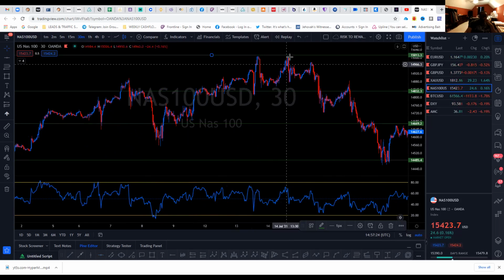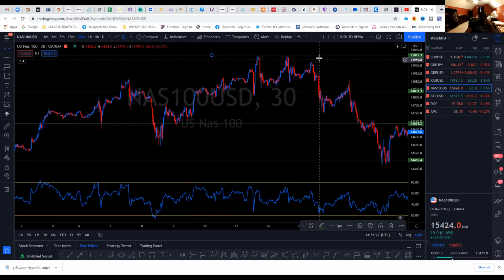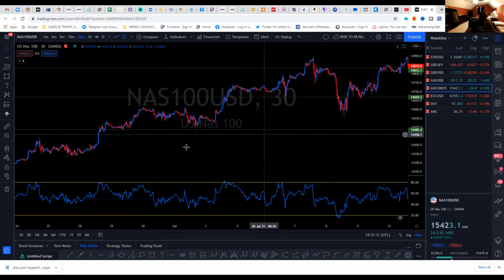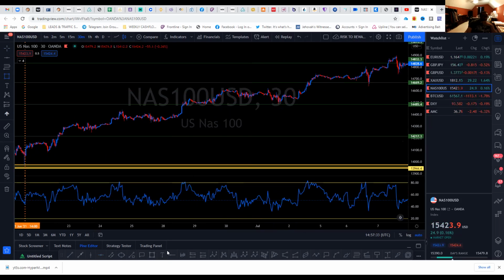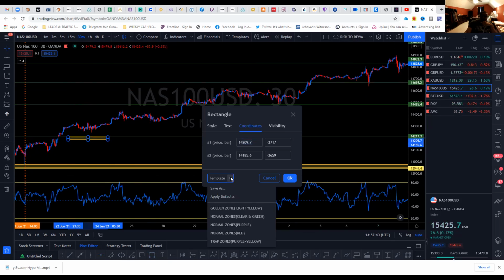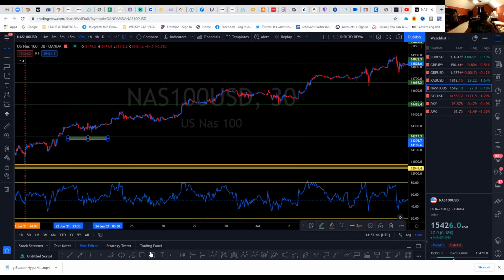Then I'll just put one at the top here. Let's see, this was an order block here, resisted about 2 or 3 times, and then it finally just dropped. So from here, take the zones. We're going to make this light green. Sorry, clear and green.